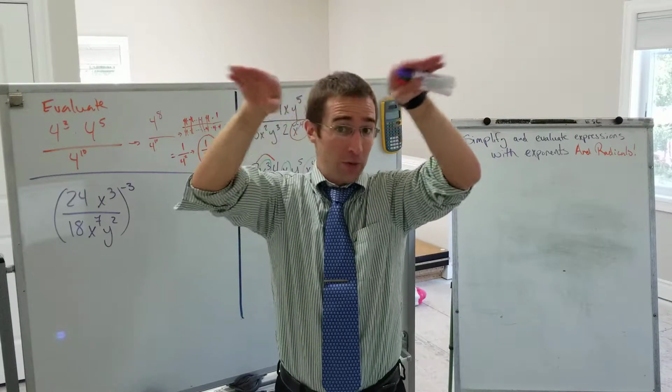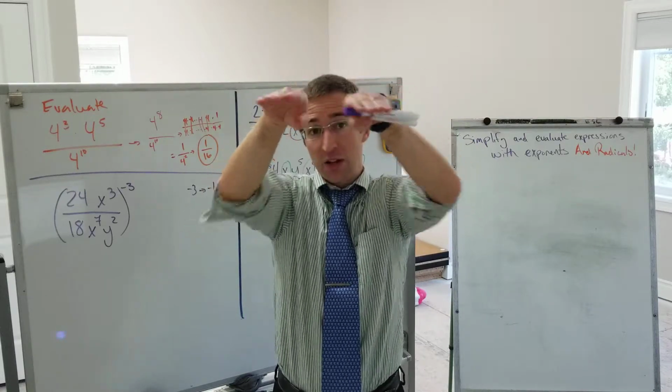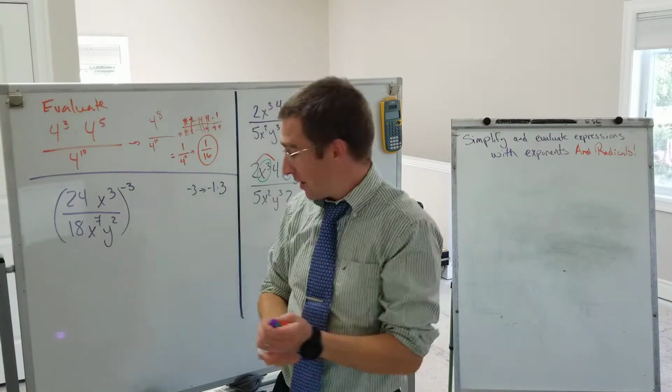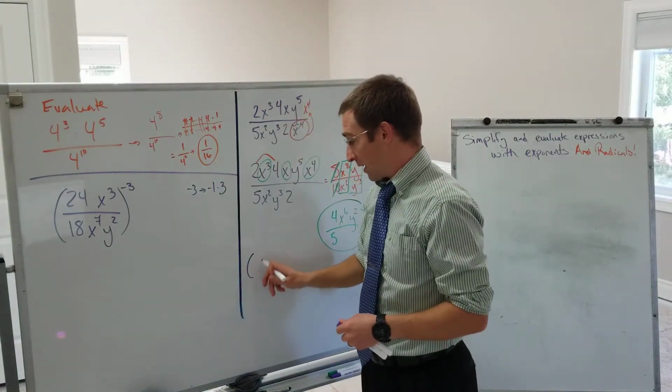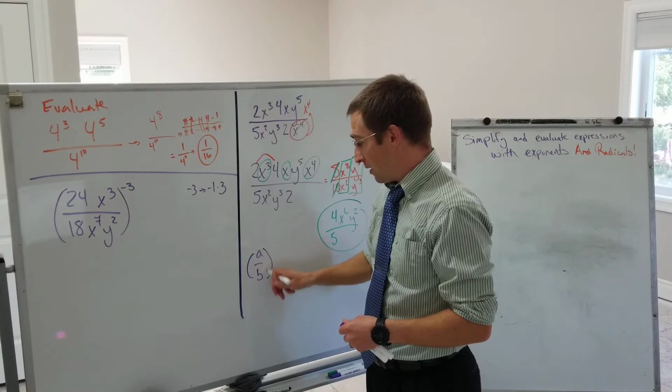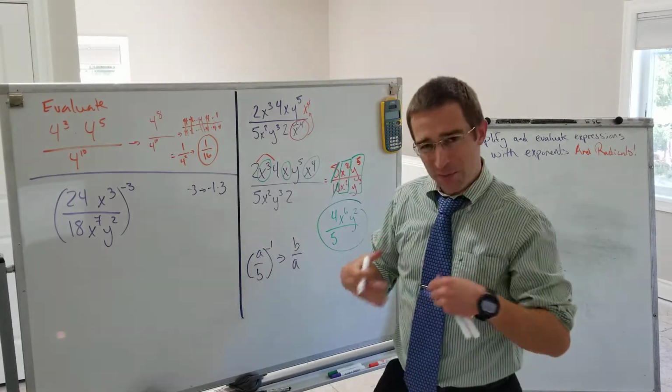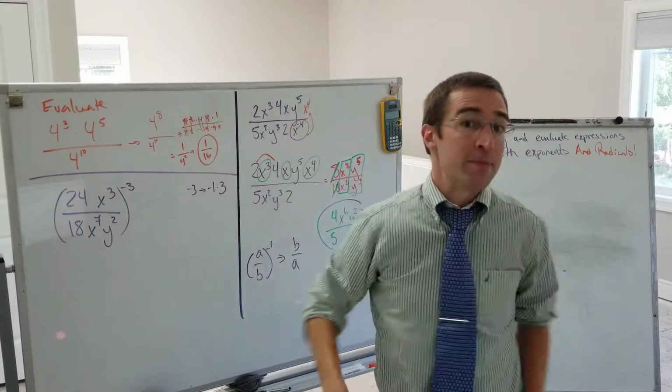Anything in the numerator with a negative exponent, to make it a positive exponent, goes in the denominator. So a negative exponent, like if I have a over b to the negative 1, it's b over a. It makes it a reciprocal, flips it.